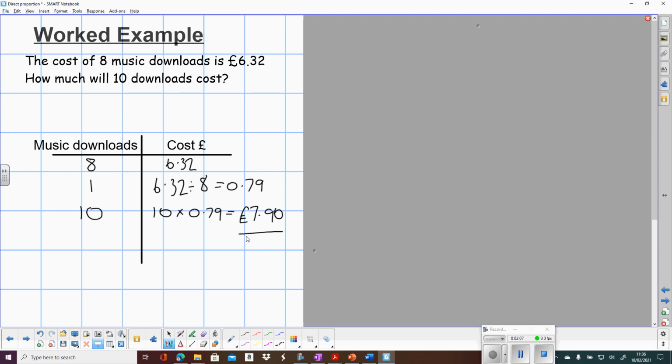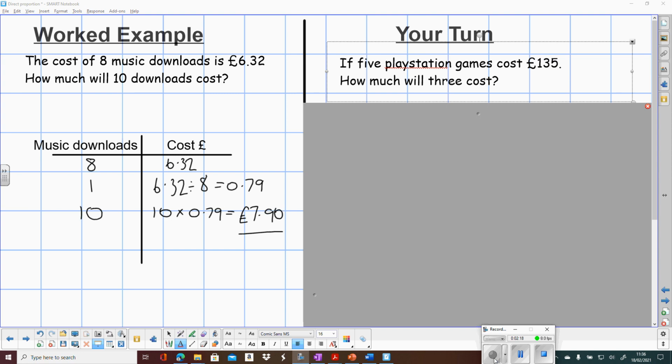Okay, I'll put up a problem now for you to try. If you can pause the video and give that a shot, and then we'll go through the worked example. So 5 PlayStation games cost £135. How much will 3 cost? Pause the video now and have a go at that.